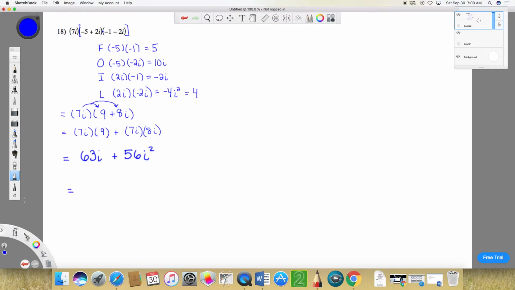Now, we normally write it in standard form. I'm not going to force you to, but it is a good habit to put the real part first and the imaginary part times the imaginary unit second. But remember, this i squared is -1. And i squared will always change the sign. So this positive 56 will be -56. And then we have plus 63i. And that's our final answer.